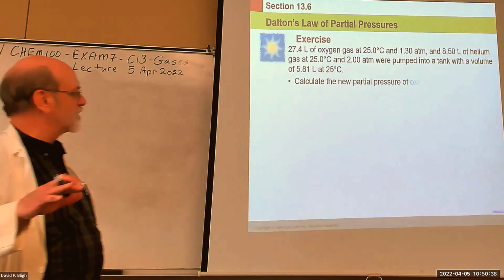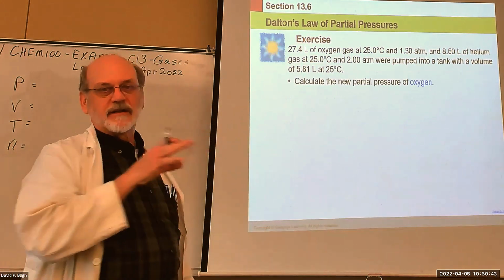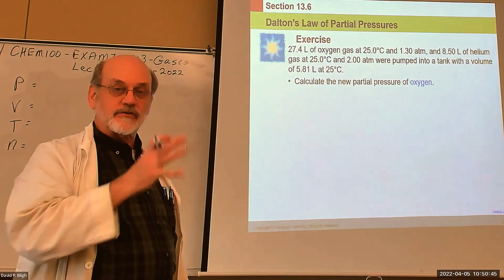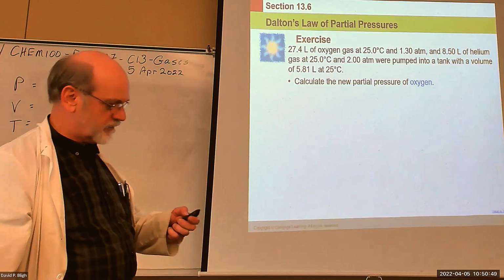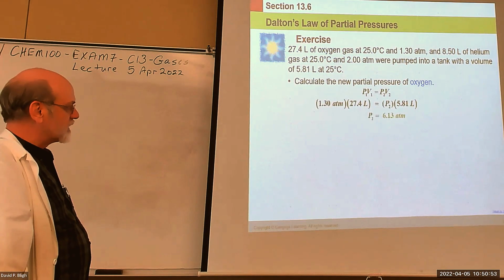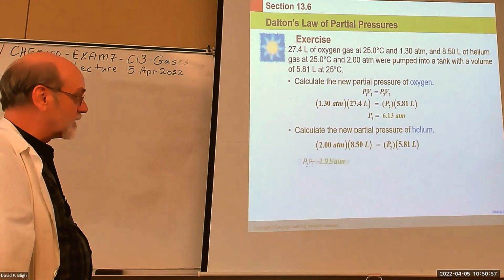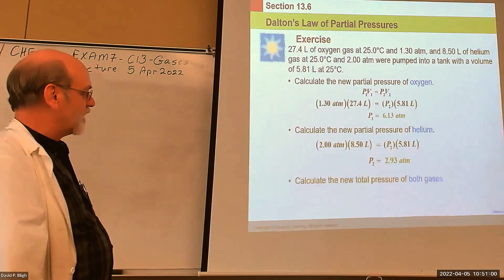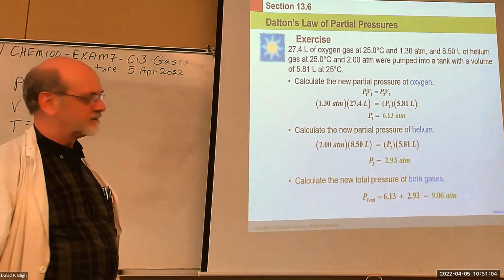So it's a similar problem as before. You treat them independently as if they're going in independent, and then you take the answers and add them together using Dalton's law, and that gives you the final answer where you have both of them together. This gives us the pressure for oxygen. This gives us the pressure for helium. And then you add them together, and that's the final pressure inside the vessel.